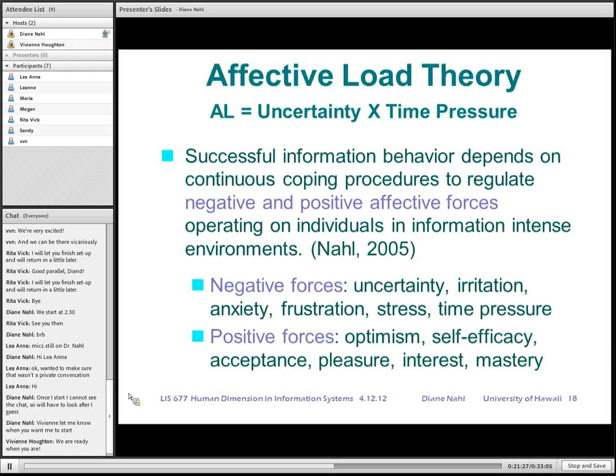And I have a formula. Affective load is equal to the felt uncertainty multiplied by time pressure, which is also felt. People in information problem-solving situations usually have a deadline, and they don't give themselves enough time. So time pressure becomes a factor that affects things.